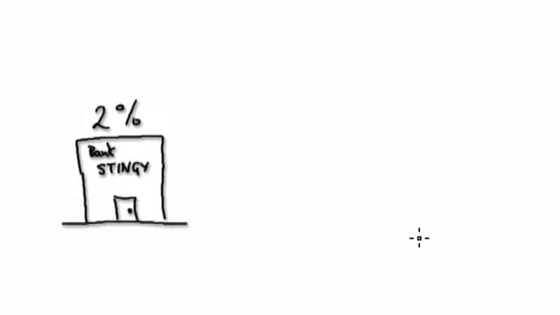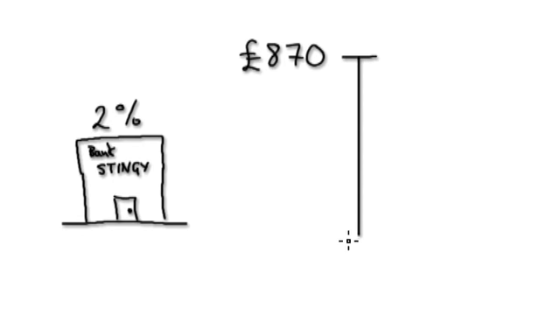Okay, now it's your turn to have a go, but draw the diagram. Let's say you deposit 870 pounds into this bank account, Bank Stingy. They're giving you 2% interest per year. So draw your diagram. It will look something like this.